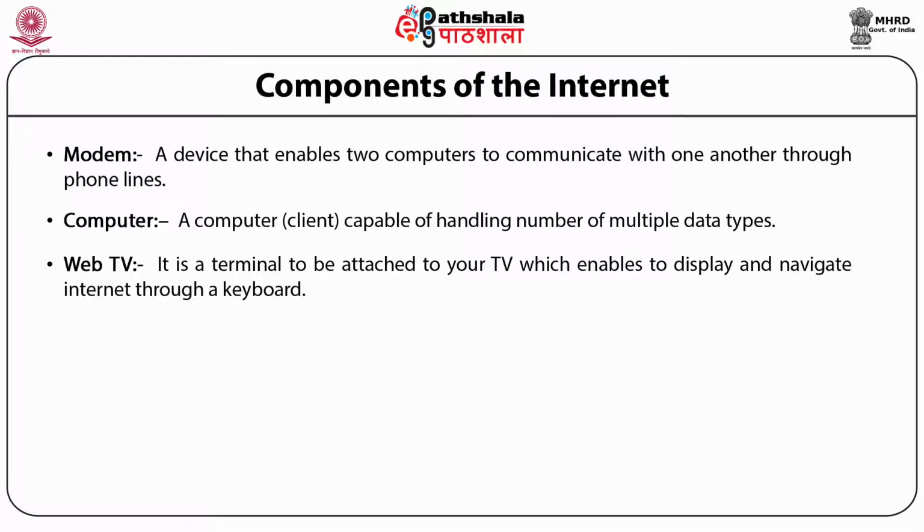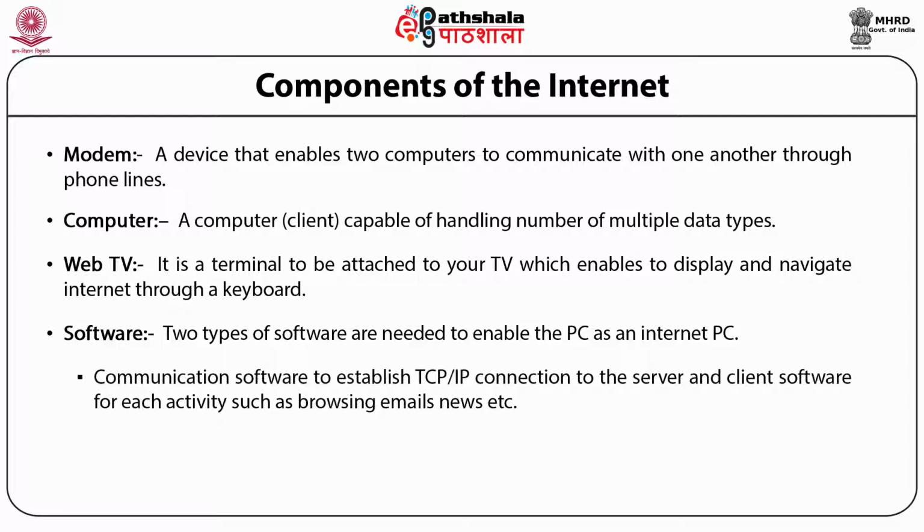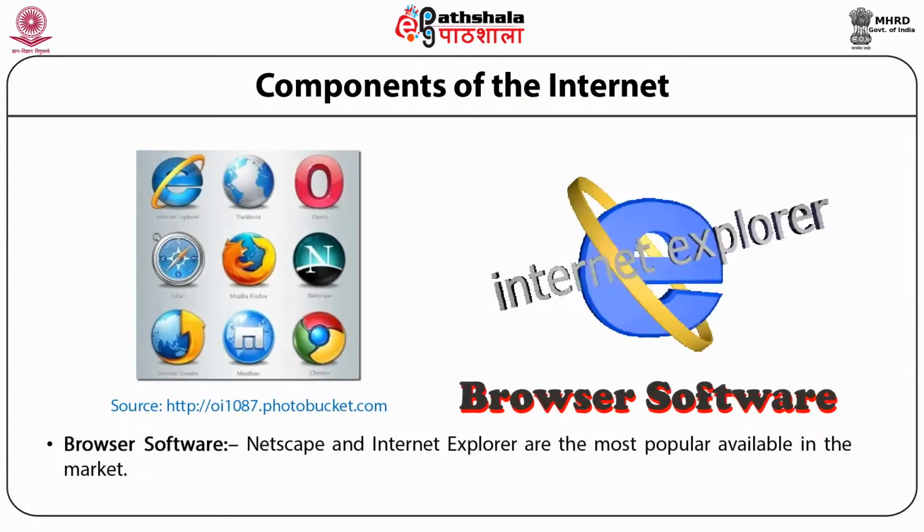Software. Two types of software are needed to enable the PC as an internet PC. Communication software to establish a TCP/IP connection to the server, and client software for each activity such as browsing, email, news, etc. And then there is the browser software. Netscape and Internet Explorer are the most popular available in the market.